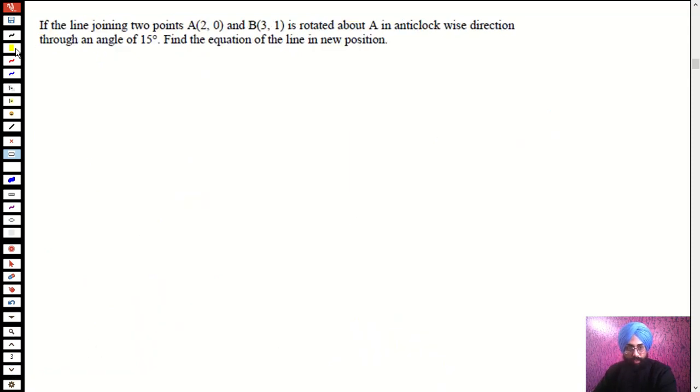We have another question. If the line joining the points this and this is rotated about point A in the anti-clockwise direction through an angle of 15 degrees, find the equation of the line in the new position. Let's try to draw it here.